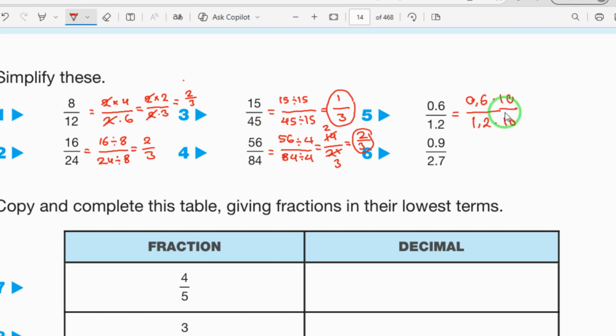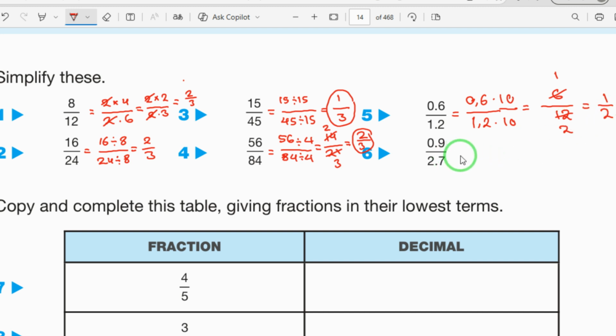According to the properties of equivalent fractions, we can multiply numerator and denominator by a non-zero number. So here we have 0.6 multiplied by 10. One decimal place moves to the right side, the decimal point, it becomes 6. And 1.2 when multiplied by 10 becomes 12. Now we can simplify, 1 times 6 and 2 times 6 is 12. So the answer is 1 over 2.